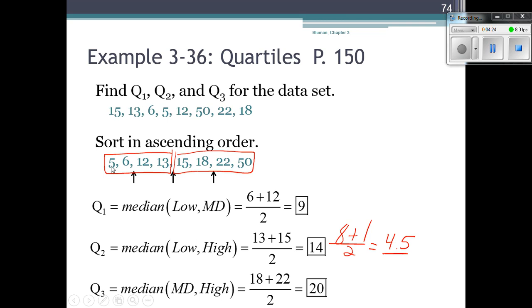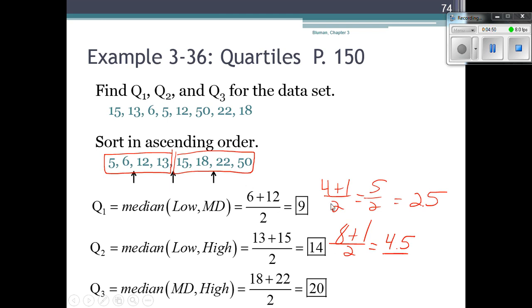So here we go. This group right here has 4 numbers in it. So we have 4 plus 1 divided by 2. That's 5 divided by 2, which is 2.5. The 2.5 number, 1, 2, is right there. We average these 2. 6 plus 12 is 18. 18 divided by 2 is 9. That's our quartile 1.